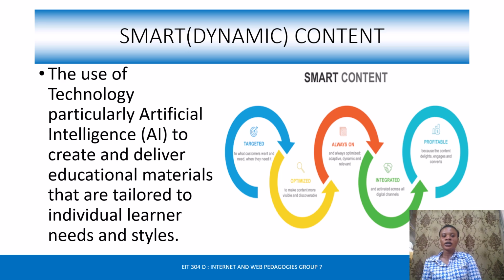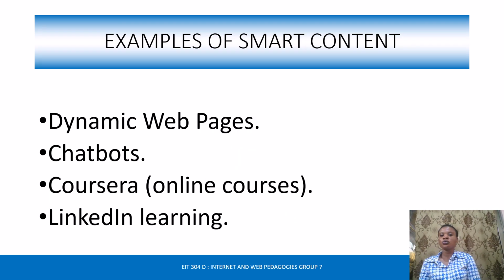So I'll go ahead to explain what smart content is. Smart content, also known as dynamic content, is the use of technology, particularly artificial intelligence (AI), to create and deliver educational materials that are tailored to individual learner needs and styles. So, in smart content, it typically involves using data and technology to create personalized content experiences for the user or the learner. Then we move on to some examples of smart content.